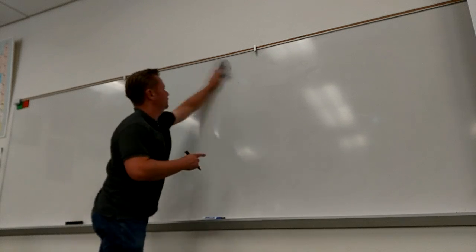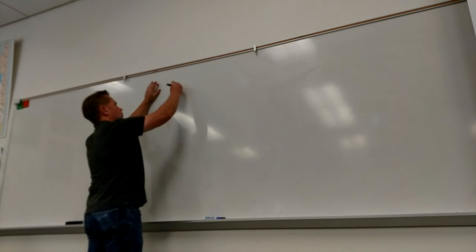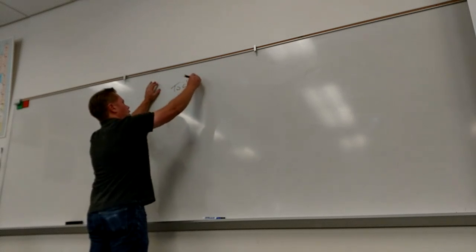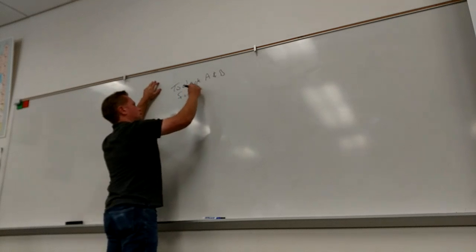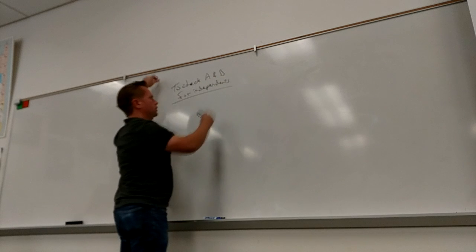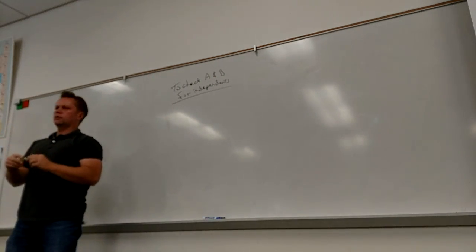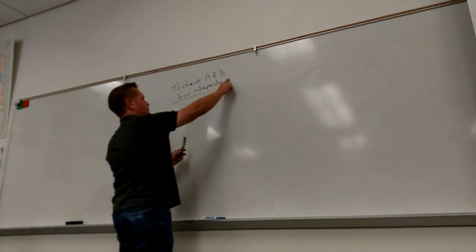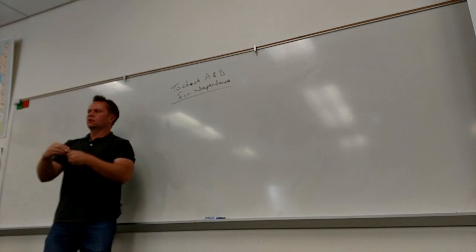So the test for independence. What do I look at to check A and B for independence? I'm not checking to see if they have babies together. So I probably should write. That's why I was thinking about that joke on the way there.